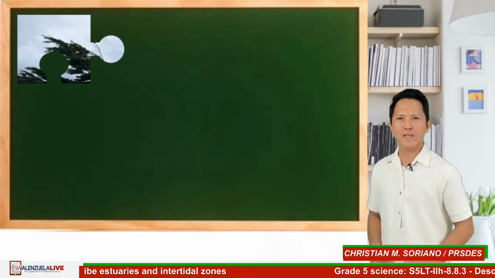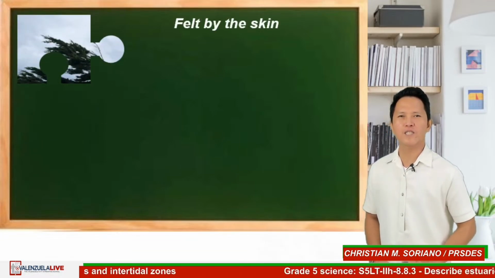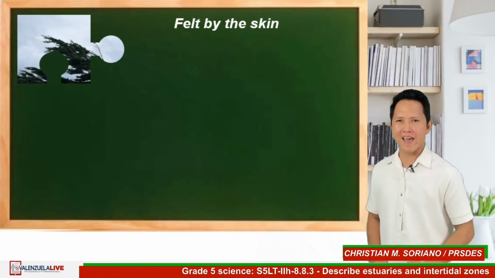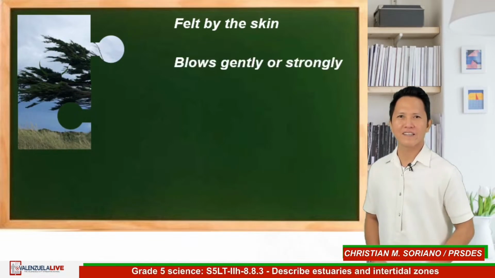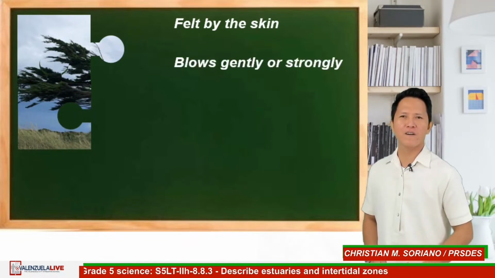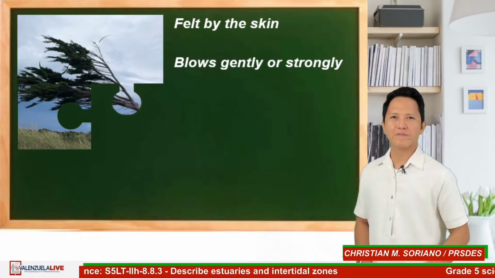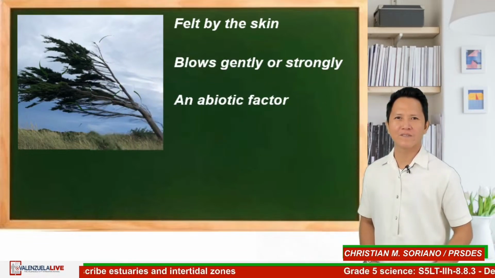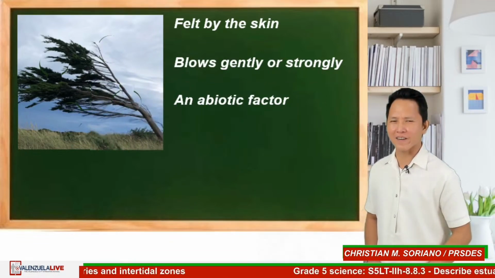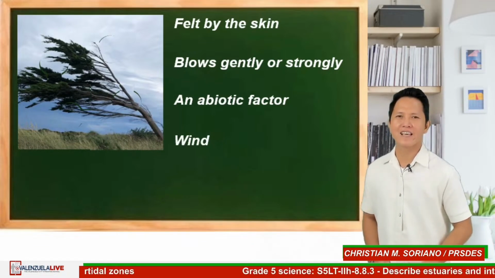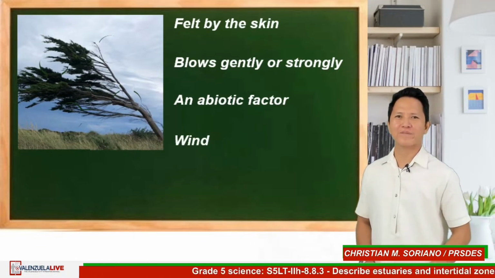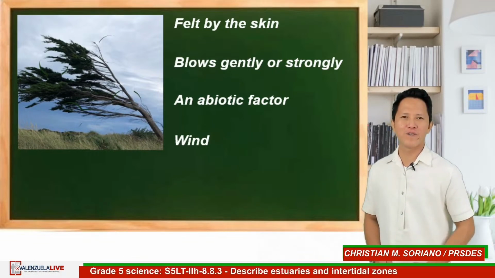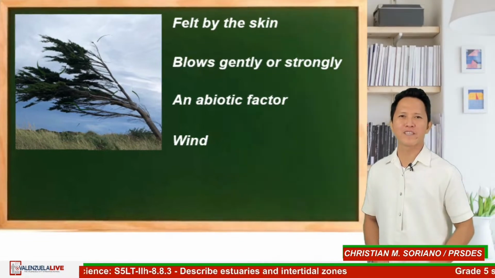Lastly, we have this piece of puzzle. It is felt by the skin, and this time, it cannot be seen by the eye. It blows gently or strongly, and it is an abiotic factor. What is the correct answer, class? Yes, it's the wind. All right, I hope you enjoyed this puzzle form review of the previous lesson.